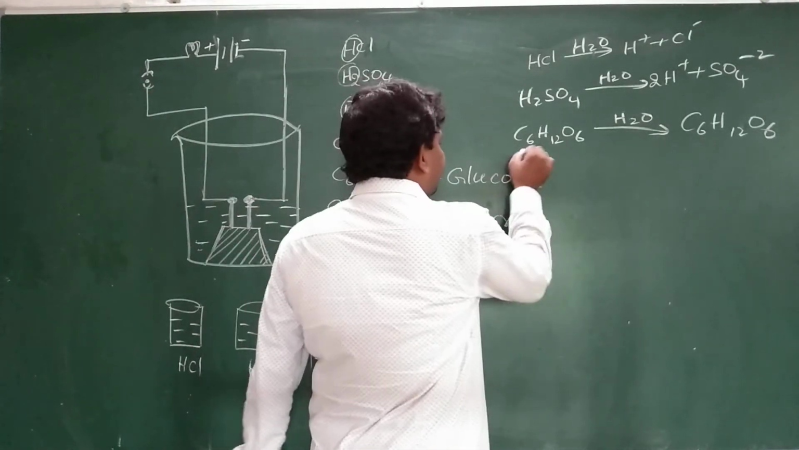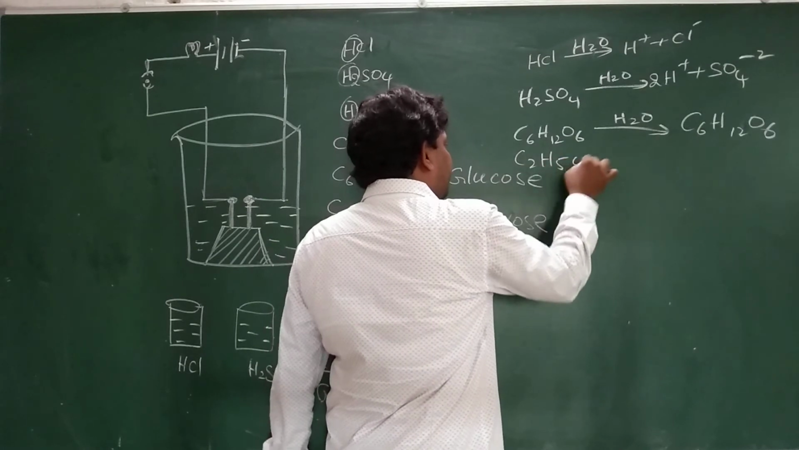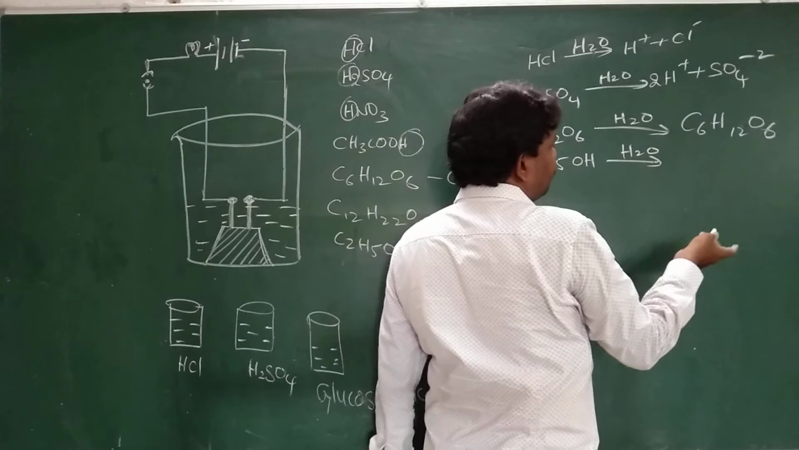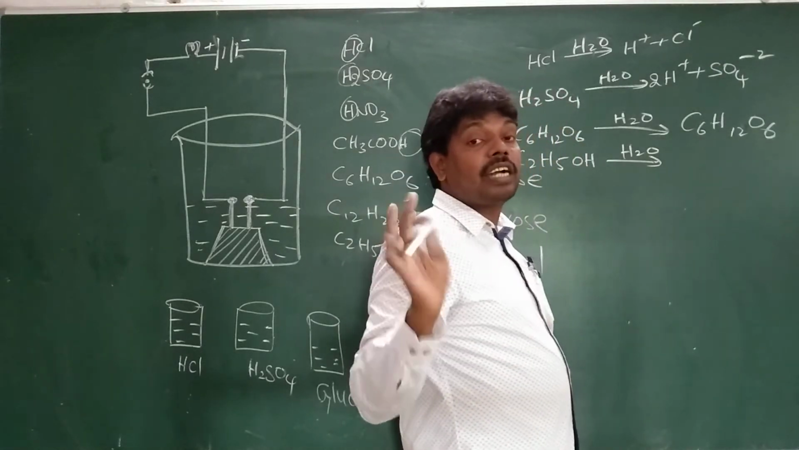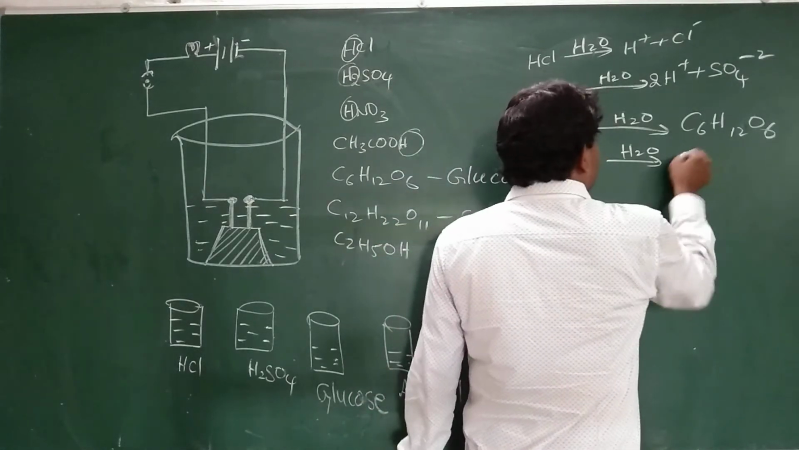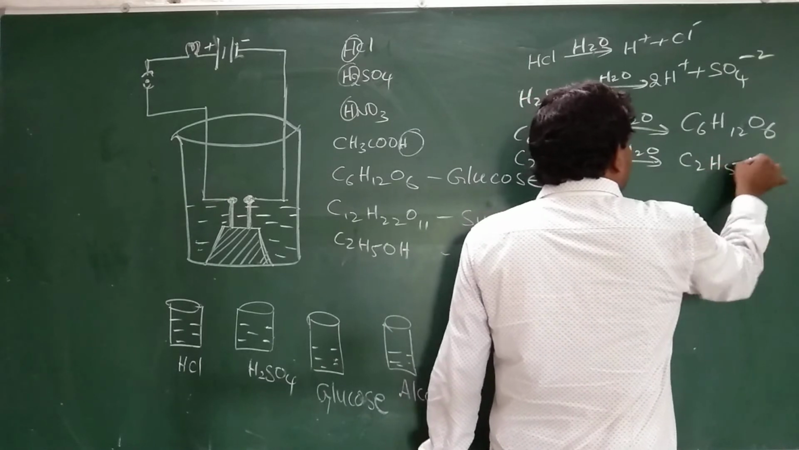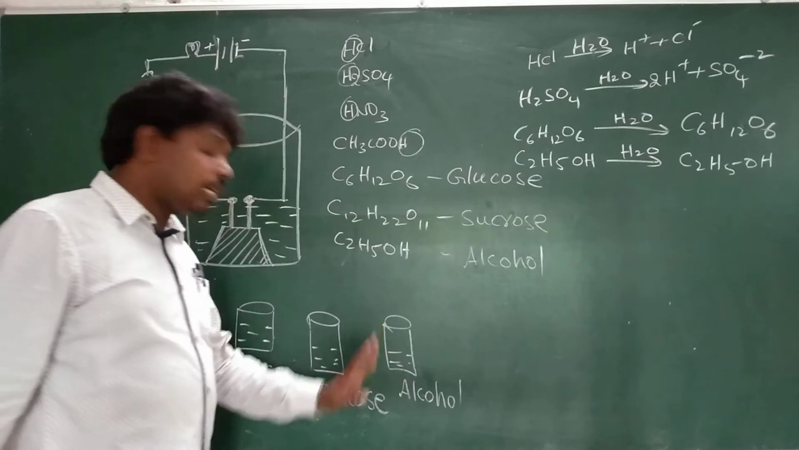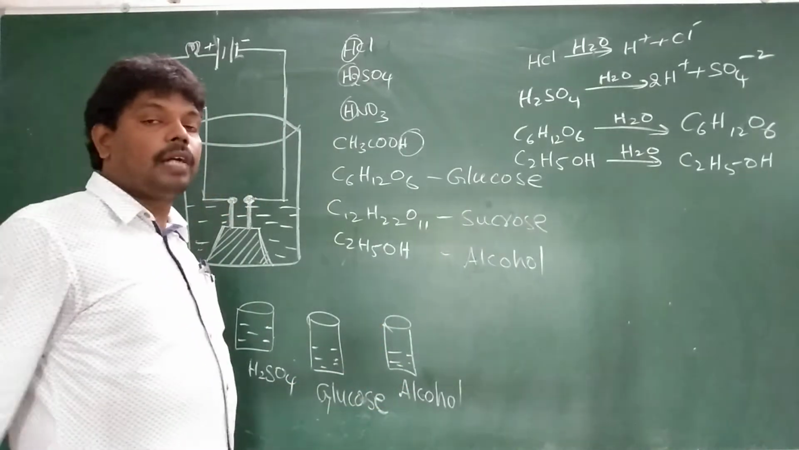And the alcohol, if you take C2H5OH in water, what happened? This also simply dissolves, but it is not giving ions. So only C2H5OH molecules are present, but no ions. That's why in this case also the bulb does not glow.